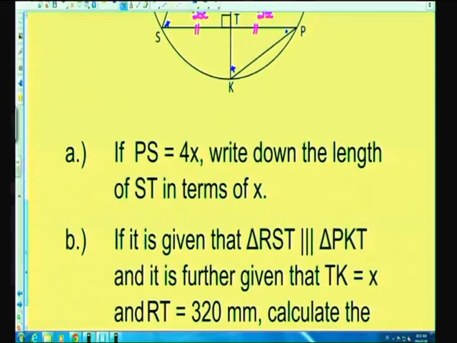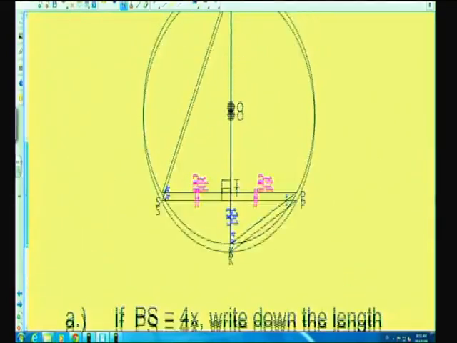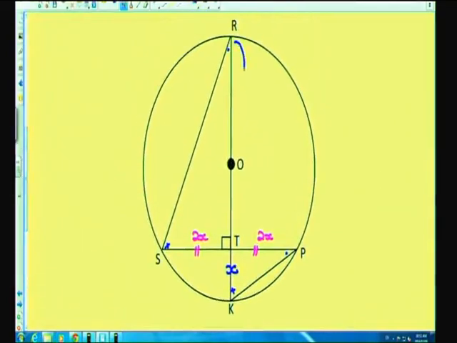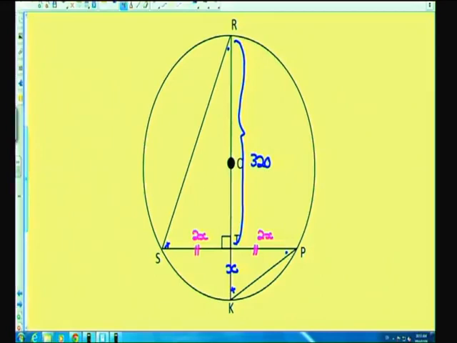Let's read on. It is further given that TK is x, so we know that this distance is x. And they tell me RT is 320 millimeters. So RT, this whole length, is 320 millimeters. I suppose we should put the units in as well to be good.